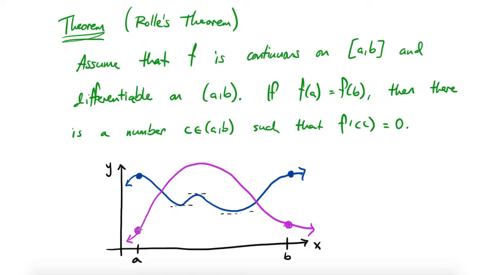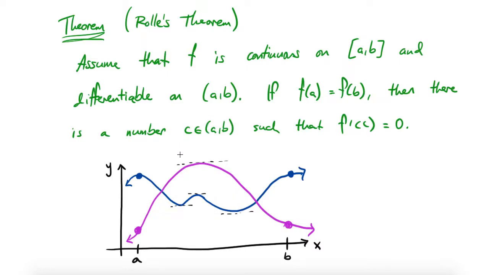Or similarly, if I look at the purple curve, here the y values are the same, so there's supposed to be a point somewhere in between these two where the derivative is 0, and there is. So again, there might be one, there might be many. All this says is there's definitely one.